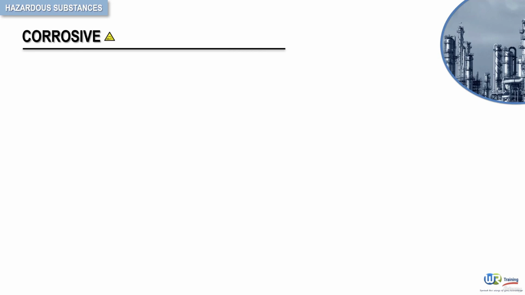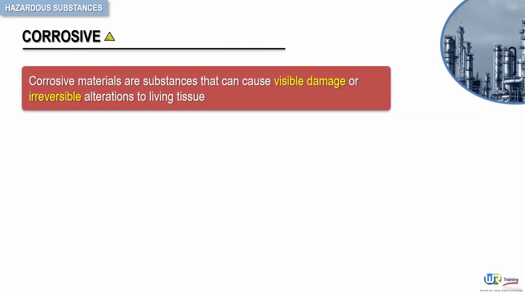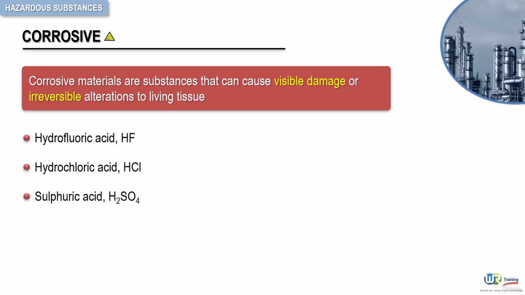Corrosive materials are substances that can cause visible damage or irreversible alterations to living tissue. They can act directly by chemically destroying the tissues, or indirectly through inflammation. These injuries are sometimes referred to as chemical burns. Acids and bases are common corrosive materials. Typical examples are hydrofluoric acid, hydrochloric acid, sulfuric acid, and sodium hydroxide. Corrosives such as these are sometimes referred to as caustics.